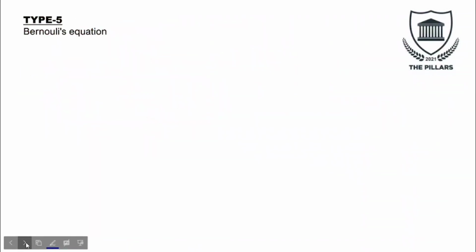Now let me go to the next type of ordinary differential equations. The next type is Bernoulli's equations. So basically these are the equations which can be reduced to linear ordinary differential equations. These Bernoulli's equations can be reduced to linear ordinary differential equations, and how this can be done, let's see that.